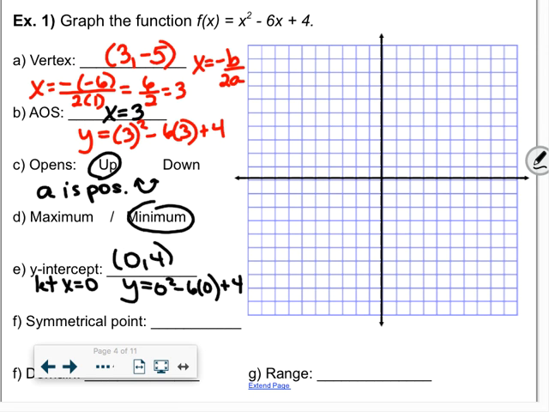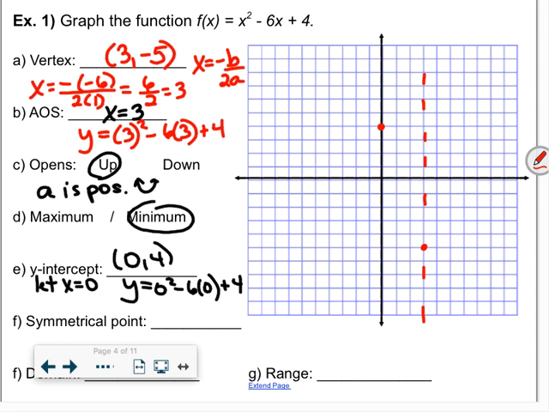Now watch this. This is going to be very similar to the method we did yesterday. Let's plot the vertex. 3 to the right, 1, 2, 3, down 5. That's my vertex. I'm going to make my axis of symmetry go through the vertex. Make a dashed line. And then I'm going to use symmetry to get another point.